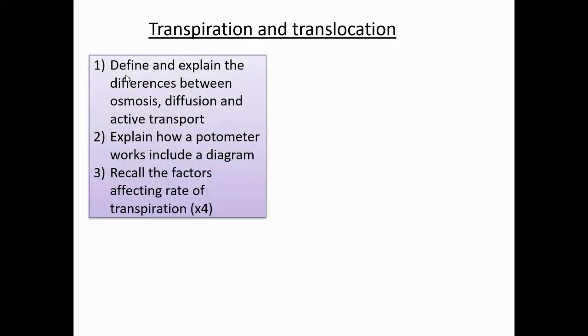Transpiration and translocation. Can you define and explain the differences between osmosis, diffusion, and active transport? Can you explain how a potometer works with a diagram? And can you recall the factors affecting the rate of transpiration? Now, there are 4 things.